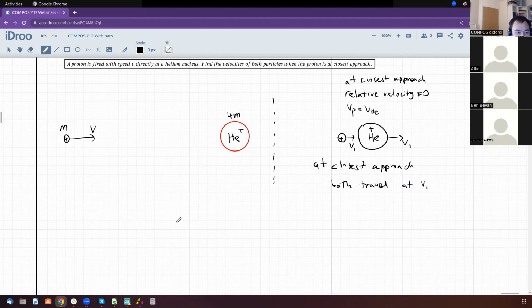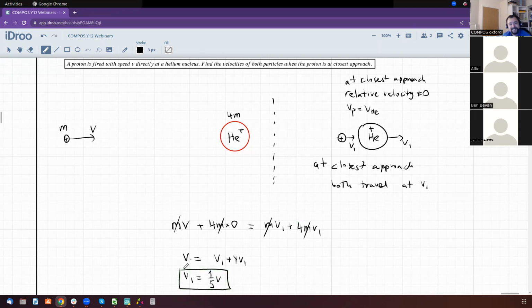So we write down the conservation of momentum. mv plus 4m times 0, because it's stationary, equals mv1 plus 4mv1. So we can cancel the m's. So v is equal to v1 plus 4v1. So v1 is equal to 1/5 of v, and that's it.